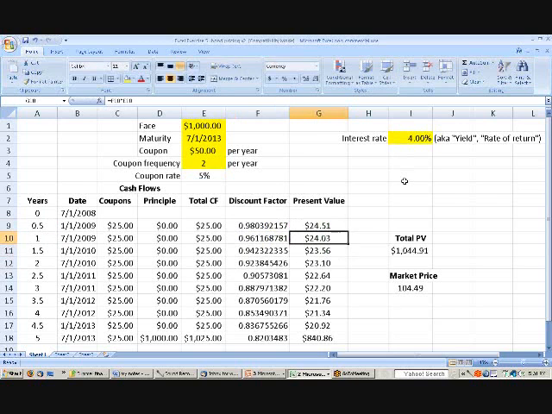From the discount factors, we calculated the present value of each cash flow. And then we summed up all the present values to get the total present value of the entire bond. And then we expressed it as a market price. And then we played around with the interest rates to see what happens to the price if interest rates go up, and what happens if interest rates go down.